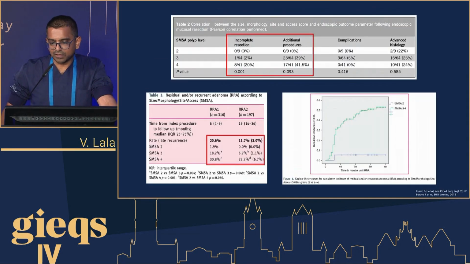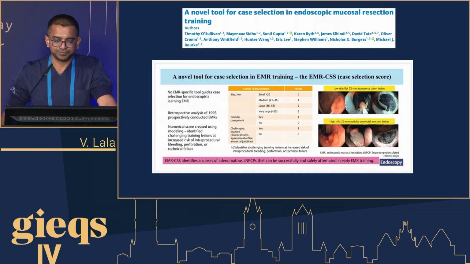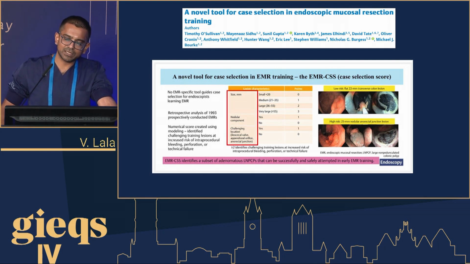Looking at the Kaplan-Meier curve on the right-hand side, you can see again a wide variation when you classify polyps according to the SMSA score, stratifying them into SMSA 2 and SMSA 3 and 4 polyps. So this is another study that was recently published in Endoscopy, and it looked at a case selection score, essentially a score used to match, again, the endoscopist to the polyp. And again, it showed that this can be predicted using these elements. This is not quite the SMSA score, but what I really wanted to highlight is that it's essentially the same components: the size, nodularity, or a nodular component, and difficult access. So again, validating the previous parameters in just a different format.